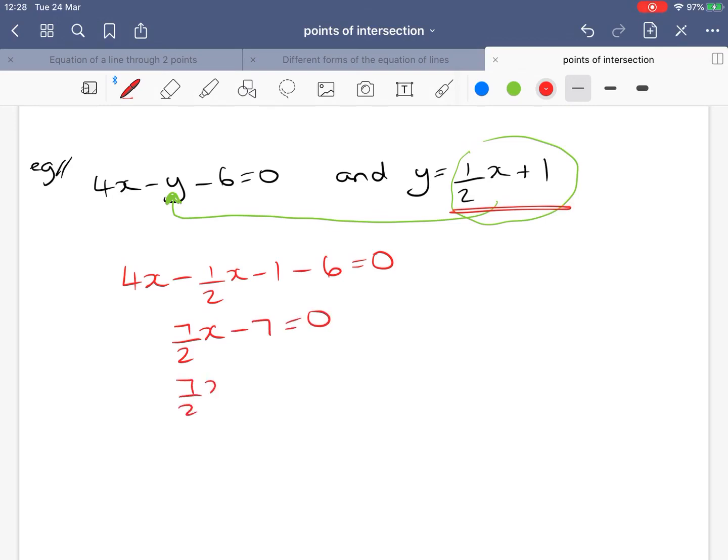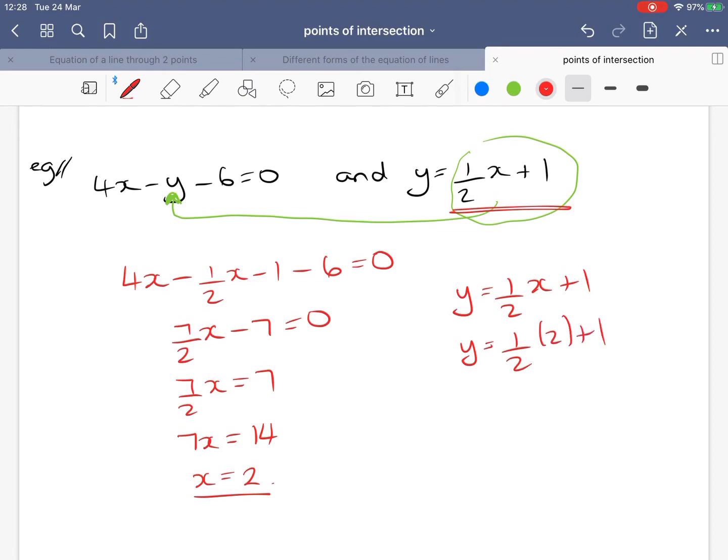So 7 over 2x is 7. Add 7 to both sides. Multiply both sides by 2, so you get 7x equals 14. And then divide by 7, and you get x equals 2. Okay? You can use that in either equation. I'd probably go for the right hand side because it looks a bit easier. So I'd probably use y equals a half x plus 1. So y is a half of 2 plus 1. Half of 2 is 1, so we get y equals 2. So these two lines intersect at the point 2, 2.